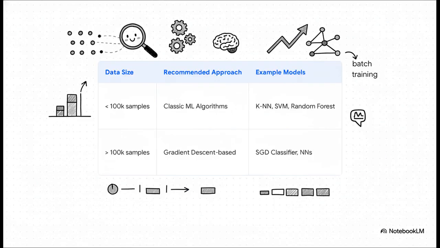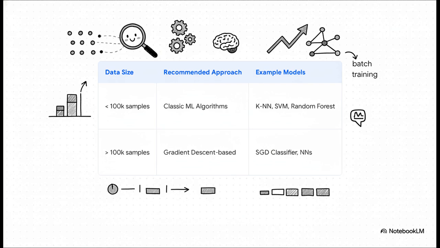And what's really interesting here is the why behind this split. For smaller datasets, under 100K samples, classic algorithms like K-nearest neighbors are fantastic. But KNN works by comparing a new data point to every single other point in your training data. Imagine doing that with millions of records. It would be incredibly slow. That's why for larger datasets, you need models that learn incrementally.